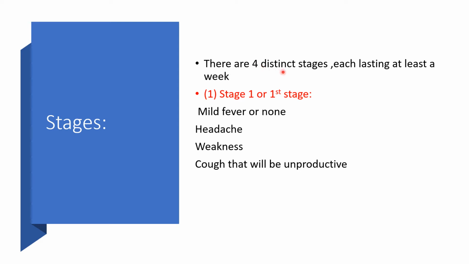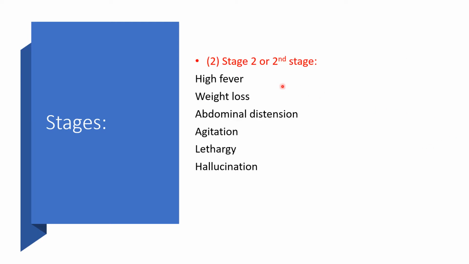Stages. There are 4 distinct stages, each lasting at least a week. The first stage will be characterized by mild fever and sometimes no fever at all. There may be headache, weakness, and this may be associated with a cough that will be dry, meaning it will be unproductive. The second stage will be characterized by high fever, weight loss, abdominal distension, agitation, or lethargy, with or without hallucinations.